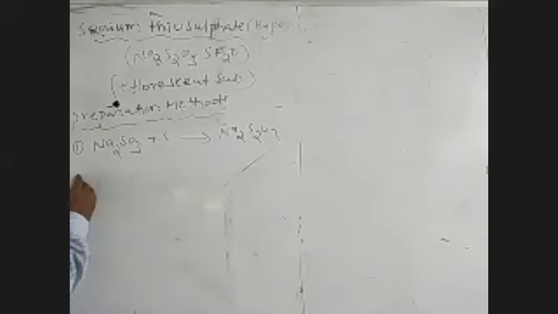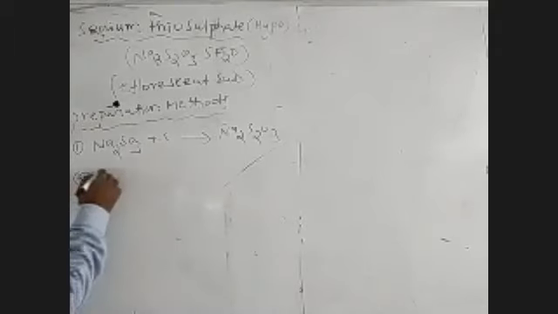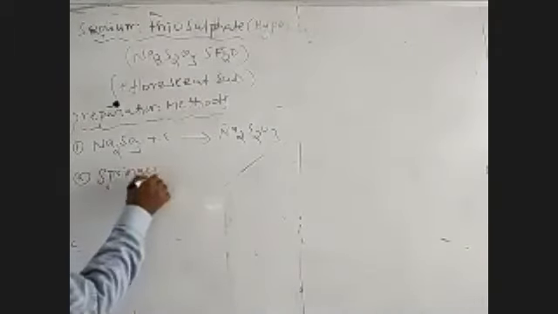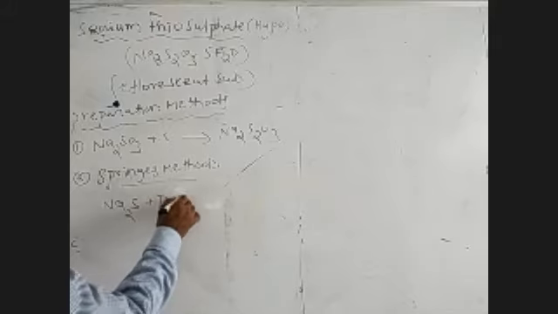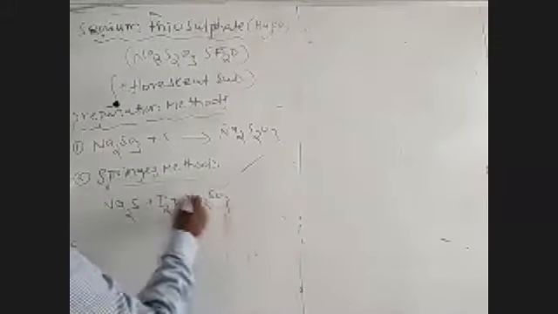Next, the preparation of hypo can be done by using Spring's method. The Spring's method is used for preparation of hypo solution. In the Spring's method, iodine compound is used. When Na2S, known as sodium sulfide, reacts with iodine and Na2SO3. ఇక్కడ Na2SO3 plus S gives Na2S2O3. One preparation method. In the Spring's method, iodine is used.